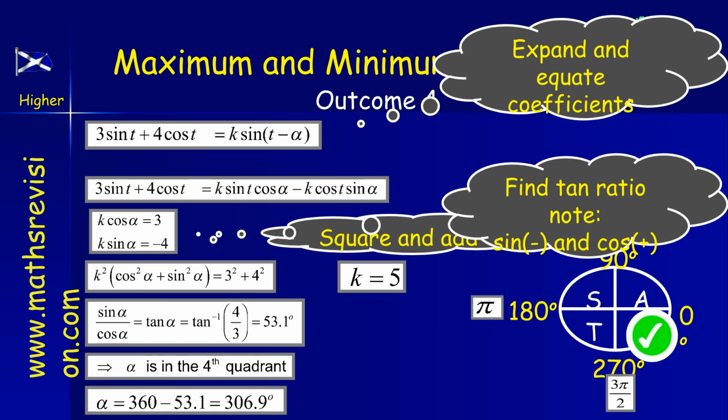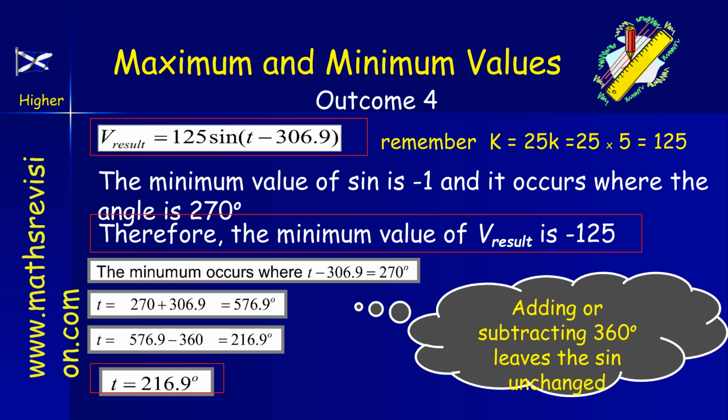First, we express the resultant wave in the form k sine of t minus alpha. By comparing coefficients, we determine that k will be 125, and we'll need to find the value of alpha in the fourth quadrant. Using our trigonometric identities, we find the angle alpha to be approximately 306.9 degrees. This confirms our resultant wave is 125 sine of t minus 306.9 degrees.